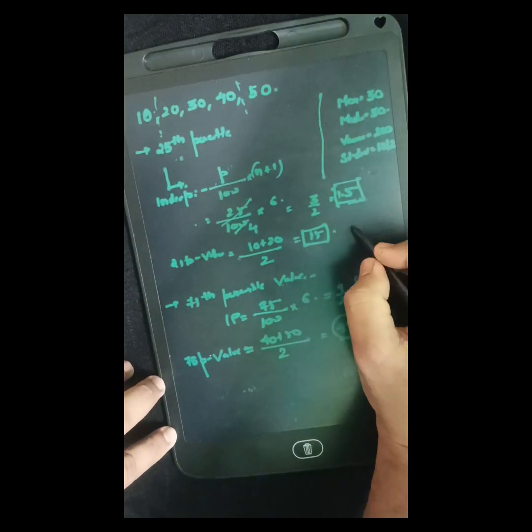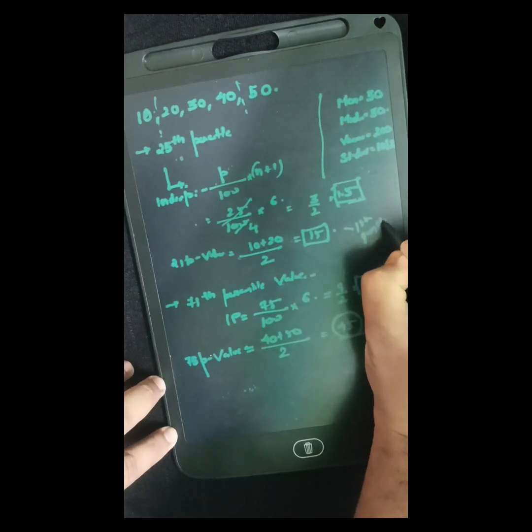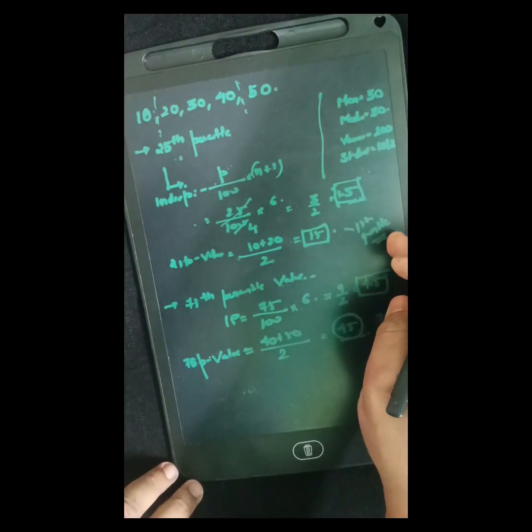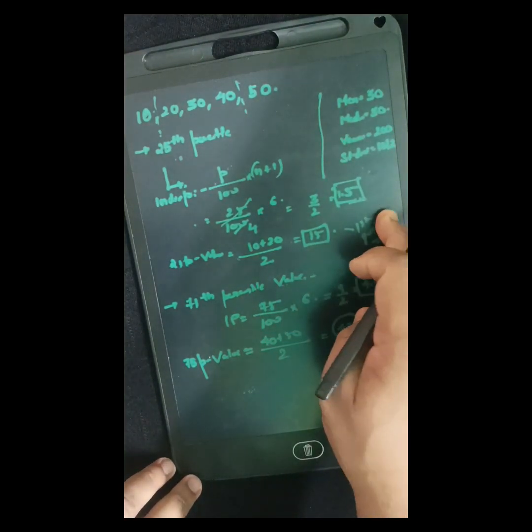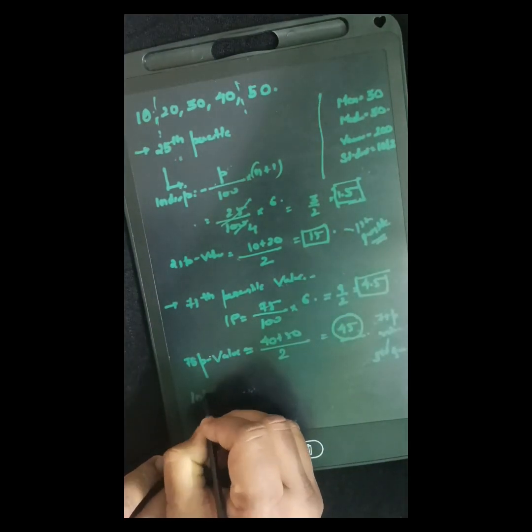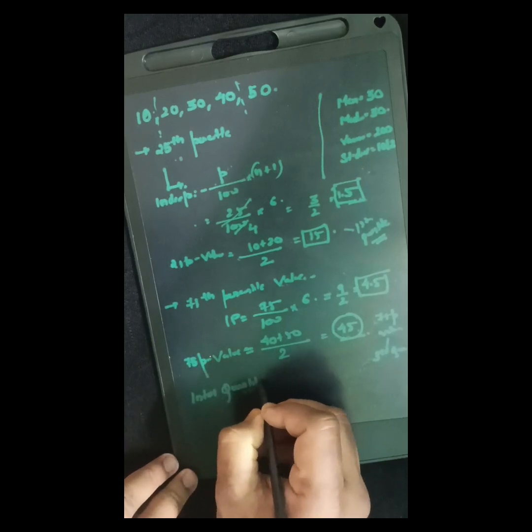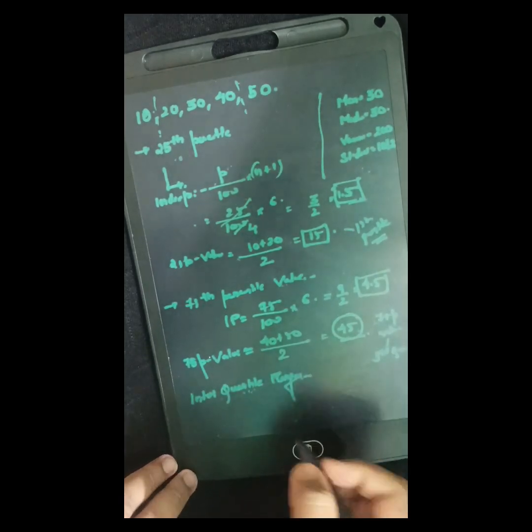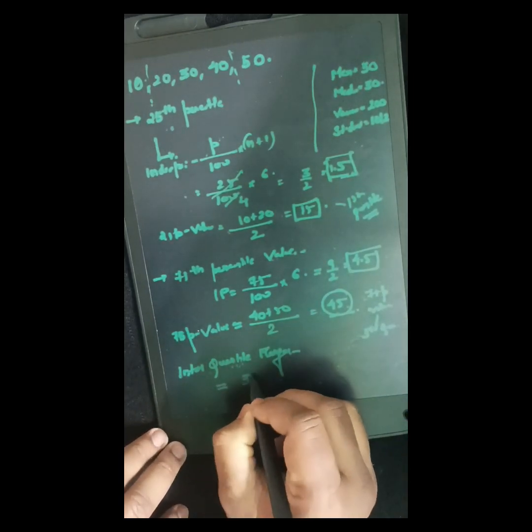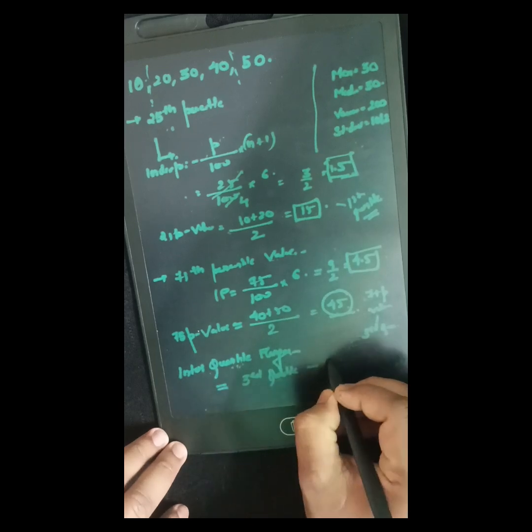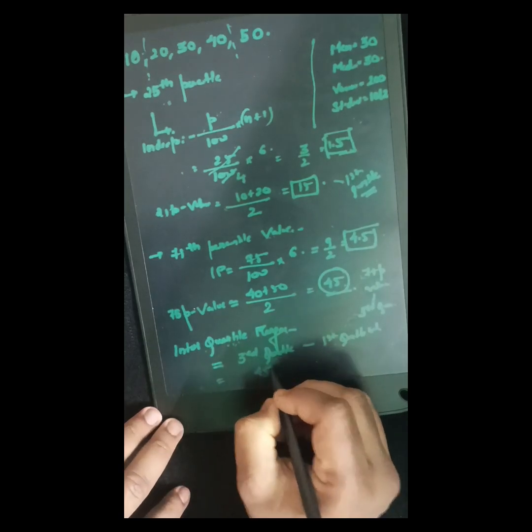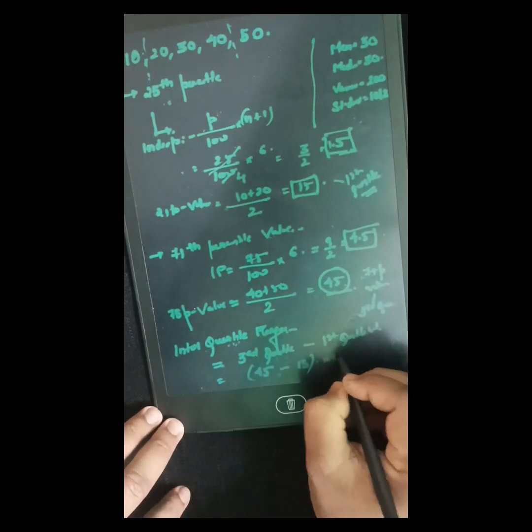What we have called this is the third quartile. This is the first quartile value. These things we have done in the previous class. So this is the third quartile, and this is the first quartile value. So let us calculate the interquartile range. The interquartile range is the difference between the third quartile value and the first quartile value. Therefore the third quartile value is 45 minus the first quartile value 15, which comes out to be 30.